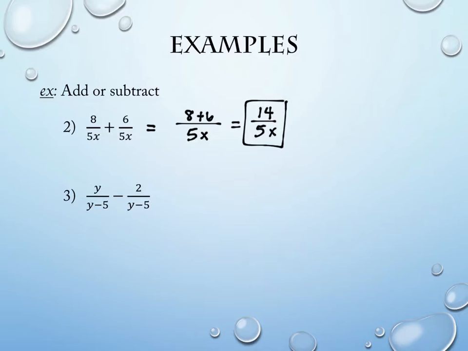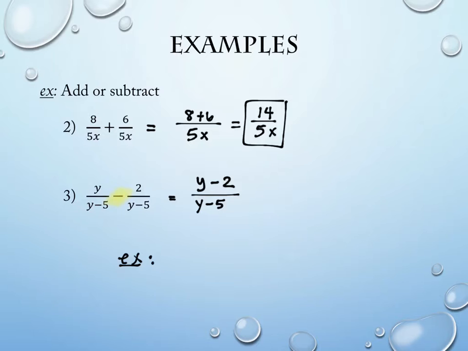On the second one, number 3, the second one on the screen, again, the denominators match. So the denominator will stay the same. It's y minus 5. And then your numerator this time will actually have subtraction in it because there's a minus sign between there. So I have y minus 2. And again, I know it's really tempting to say, hey, look, the y's match. Boom, boom, I'm going to cancel them out. You can't do that, and let me remind you why.